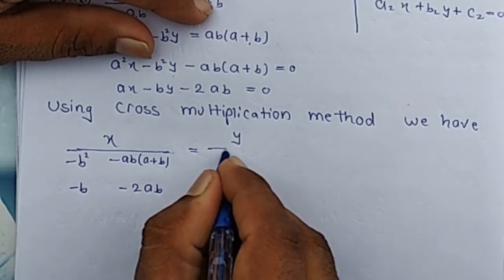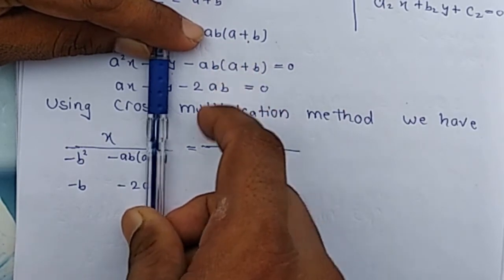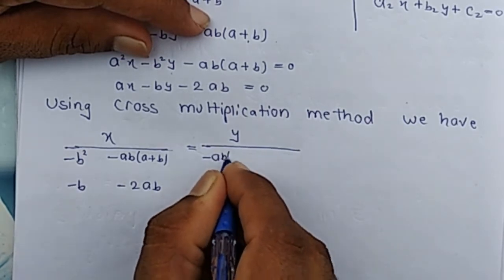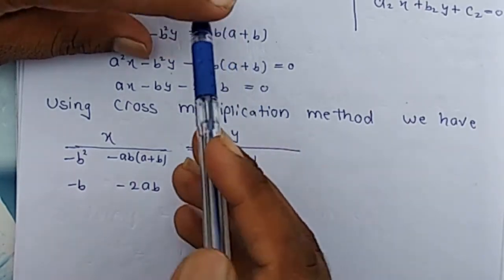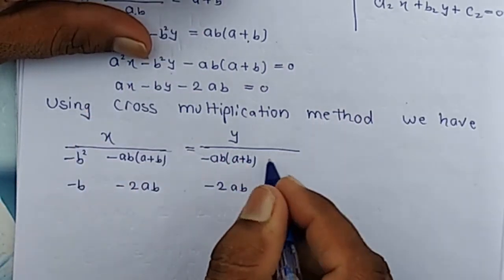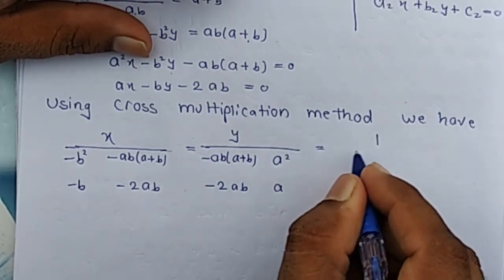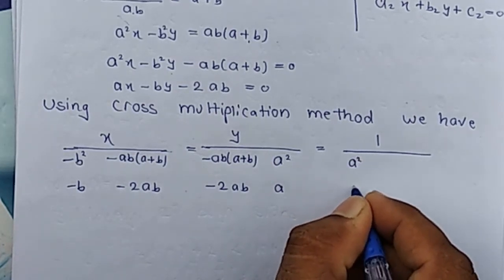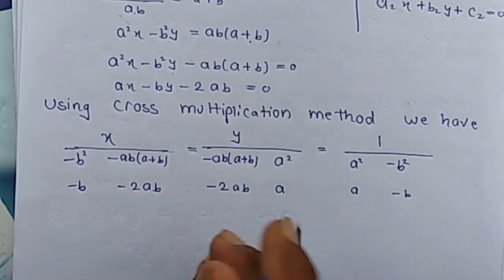Equal y by, hide the coefficient of y and firstly write this term, means repeat this term. Here we have minus AB A plus B, minus 2AB, and coefficient of x which is A square, A, then 1 by, repeat, firstly write A square A, and coefficient of y, minus b square, minus b.